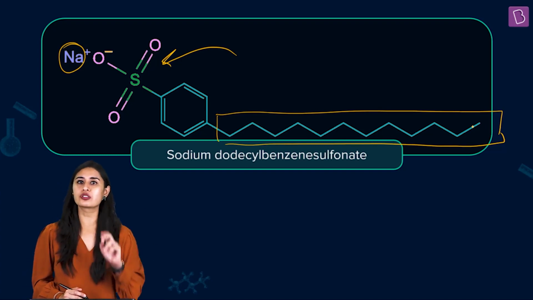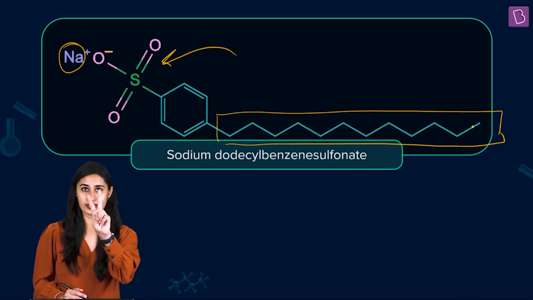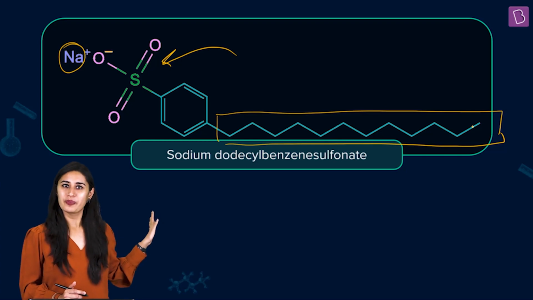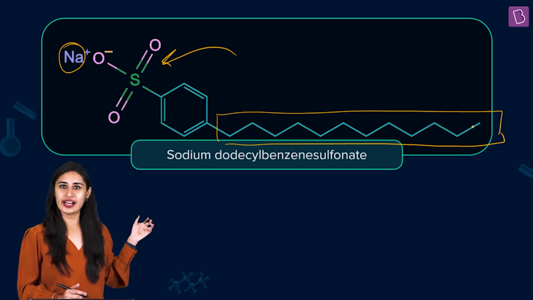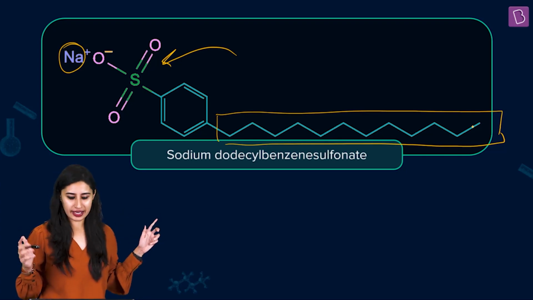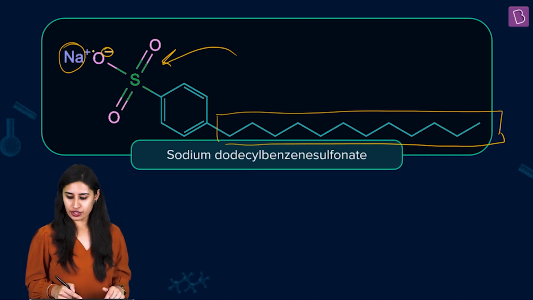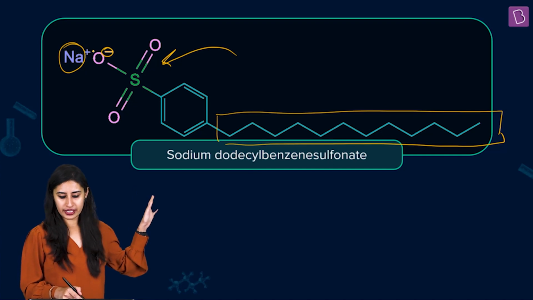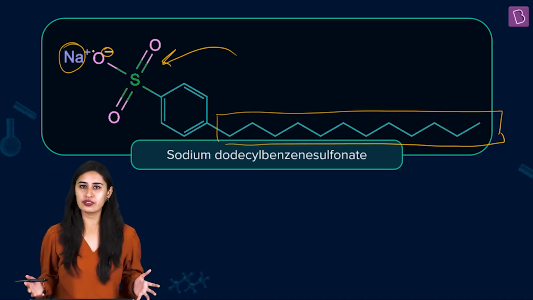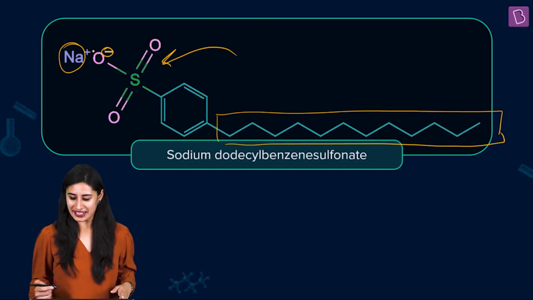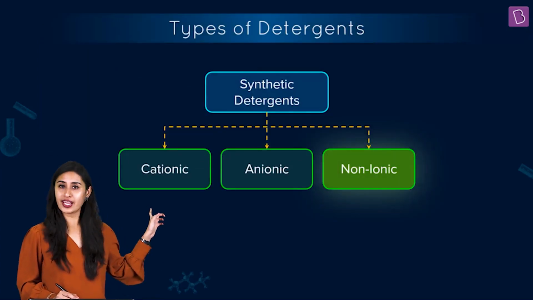Dodecyl. The name also becomes crystal clear. Do means 2, decyl. After 10, we use dec. So, dodecyl. The hydrocarbon chain is also what you're analyzing. You can see there's a minus coming here. It's an anionic detergent hence. So, sodium dodecyl benzene sulfonate is a very good example of the anionic detergent. Okay? The third one is the non-ionic.